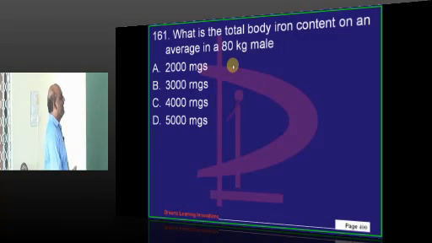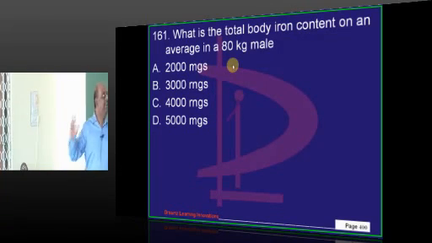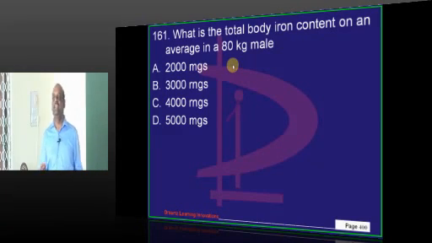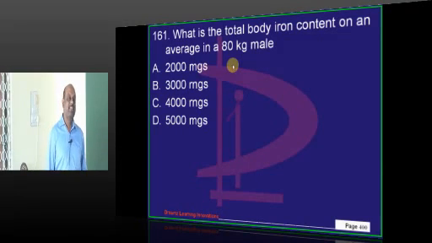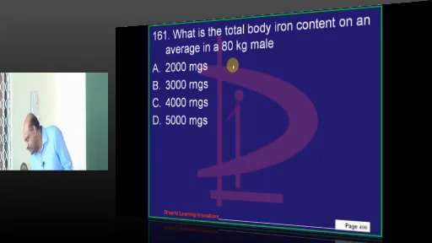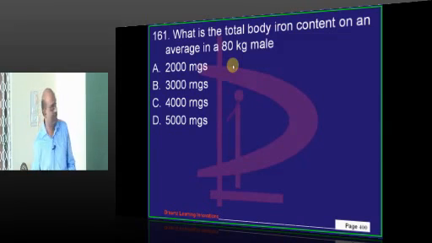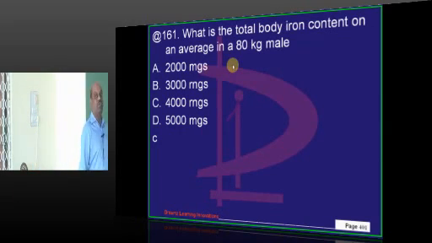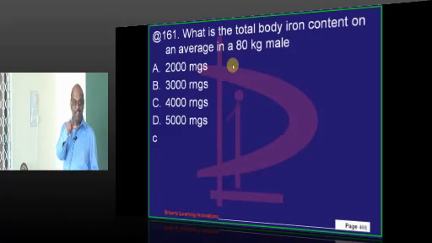So what is the total body iron content of an average 80 kg person? Once more, you have to weigh yourself. Krishna Tulabharam, it is called. Yes, what is your answer? Lucky number, lottery question. 4,000. What do you say? 2,000, a wide difference. 161, what is the lottery answer of our online students? That's good. Who said 4,000? He is good in numbers.